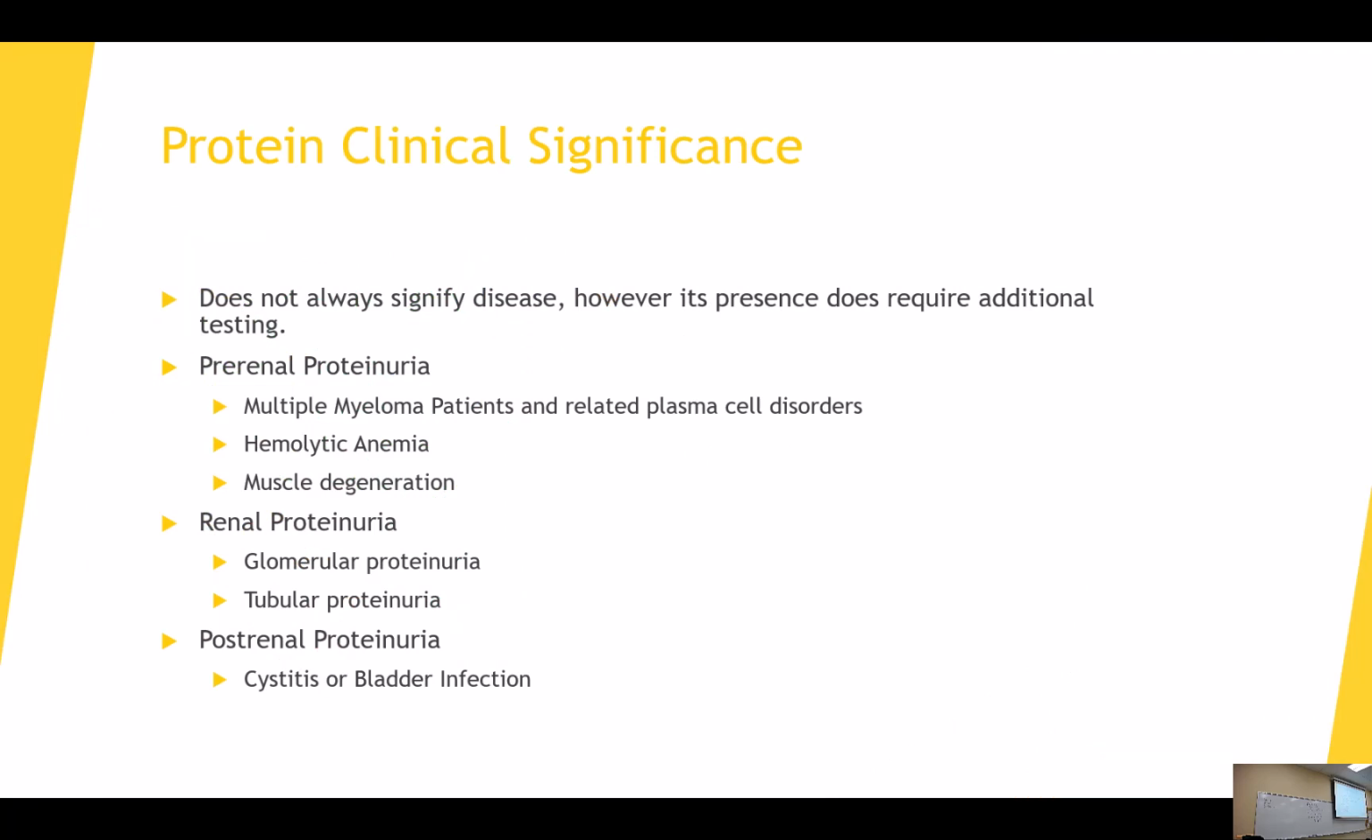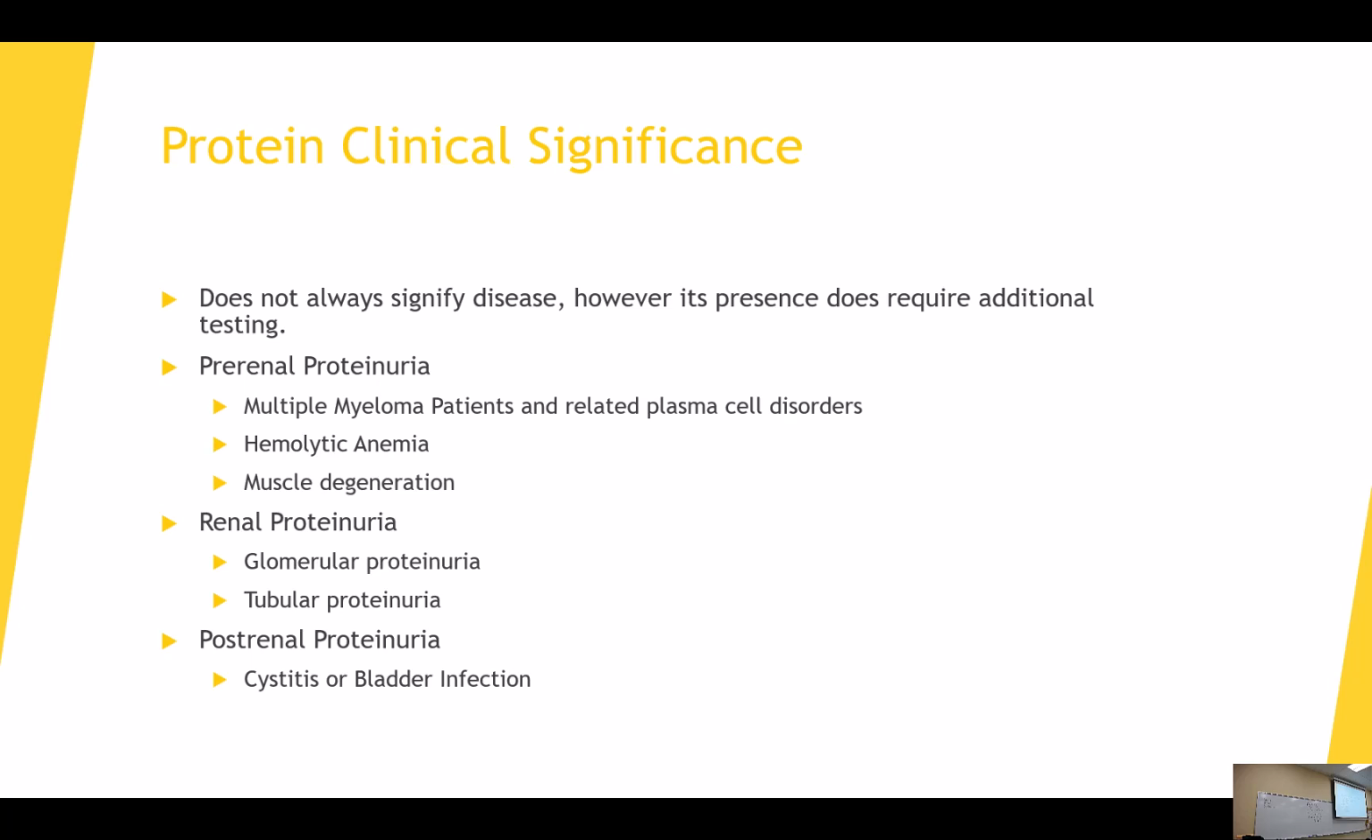Protein in a urine does not always signify disease. However, when you do see protein, it's going to automatically trigger additional testing. So we can look at 3 different forms of proteinuria: prerenal, renal, and postrenal proteinuria. Prerenal proteinuria is when we have multiple myeloma patients and related plasma cell disorders. That can cause increased proteinuria. Hemolytic anemia. Whenever you have some sort of a hemolytic anemia of any sort, you're going to have damage to the glomerulus, and that's going to be your prerenal proteinuria. And then muscle degeneration, myoglobin, rhabdomyolysis, things like that can cause prerenal proteinuria.